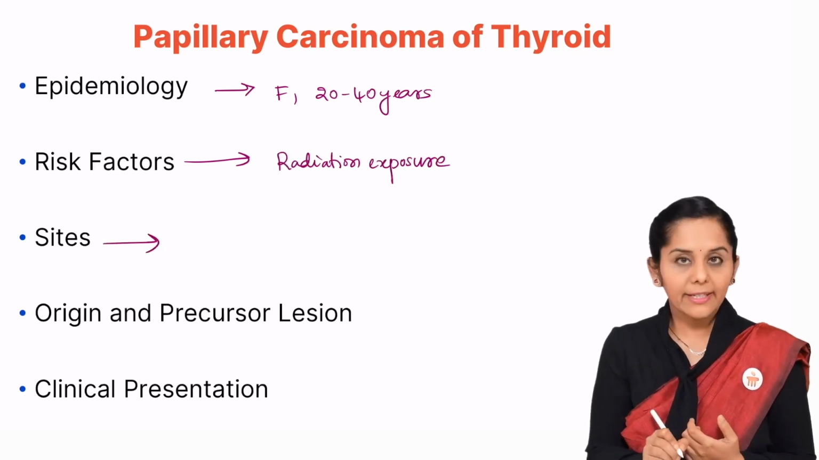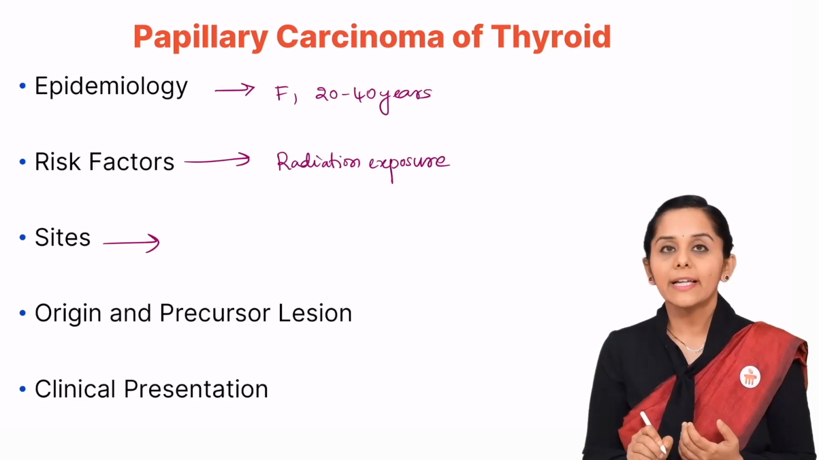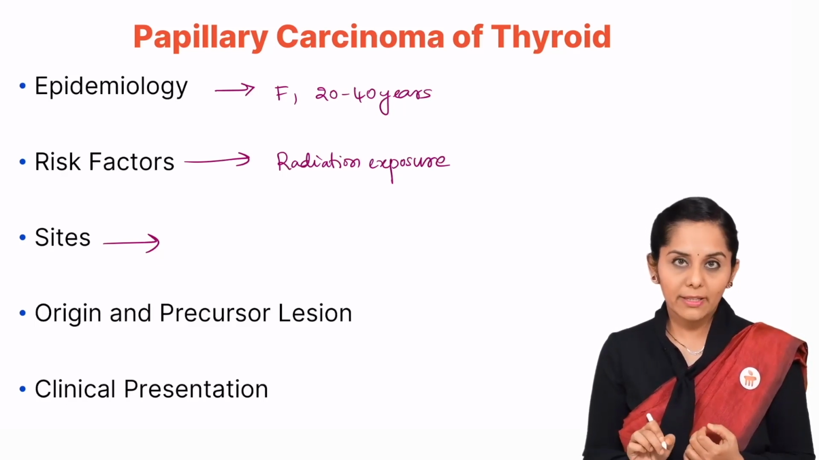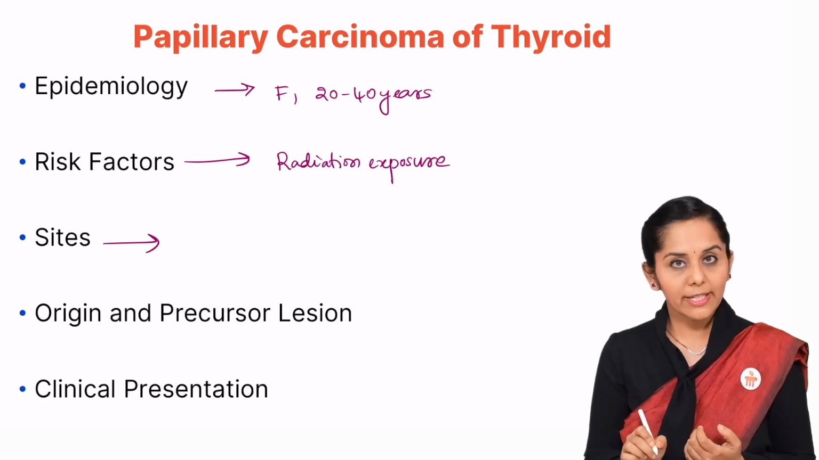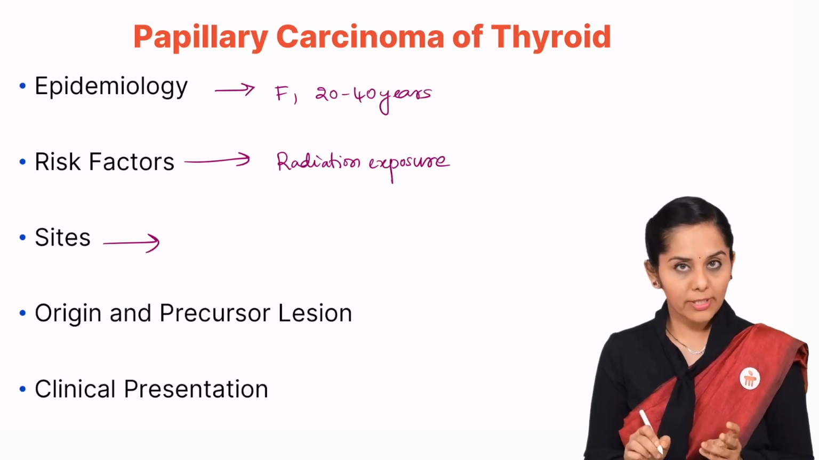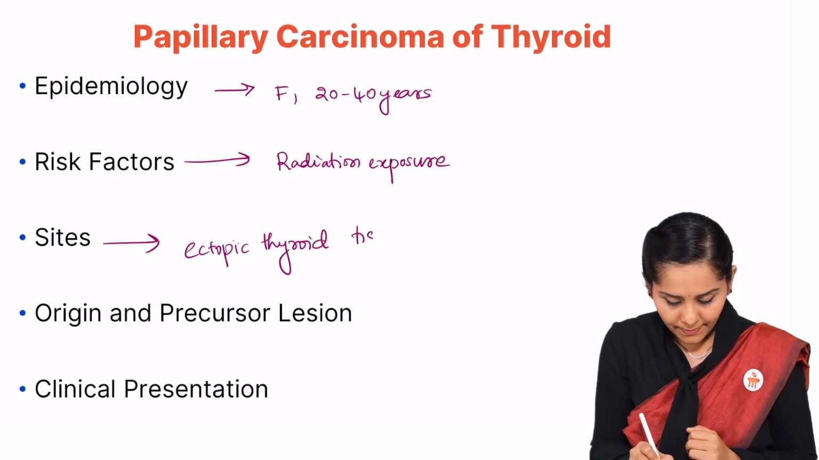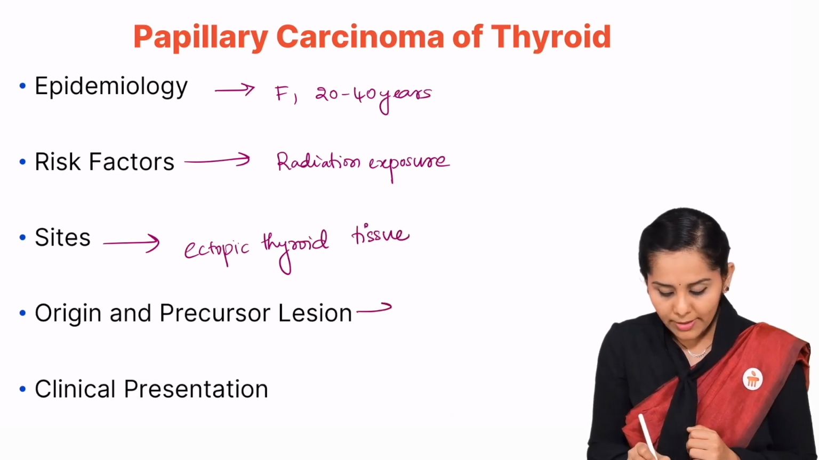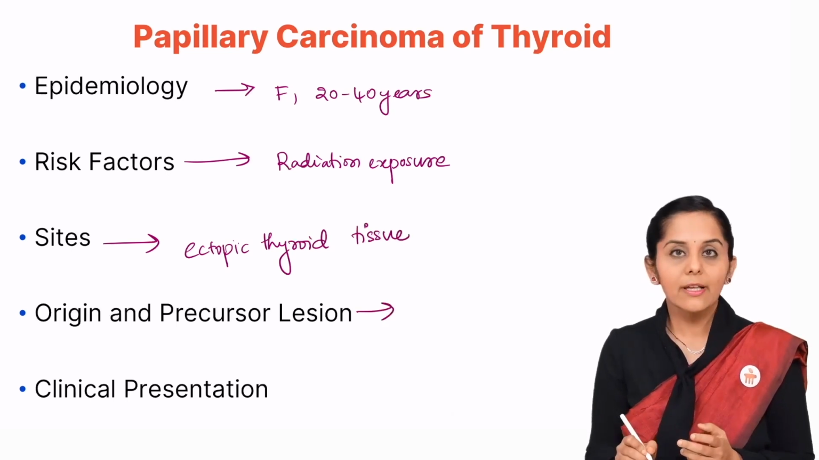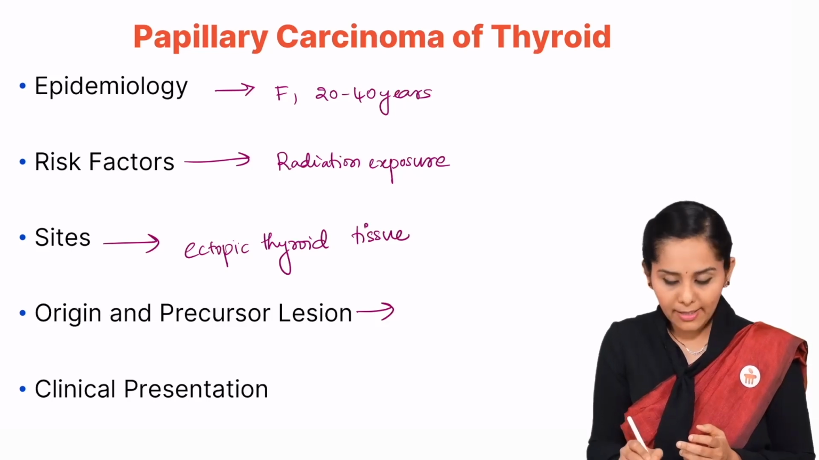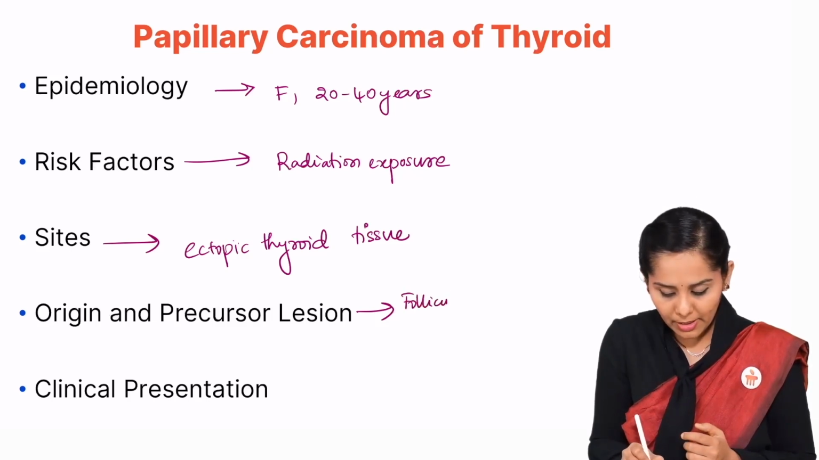The common site is thyroid, but also the areas where you get ectopic thyroid tissue. Where do you get the ectopic thyroid tissue? In thyroglossal cyst or in ovarian tumors, which has something called as struma ovarii. What is the origin? As I already told you, it is benign follicular epithelial cells. So it is follicular epithelial cells.